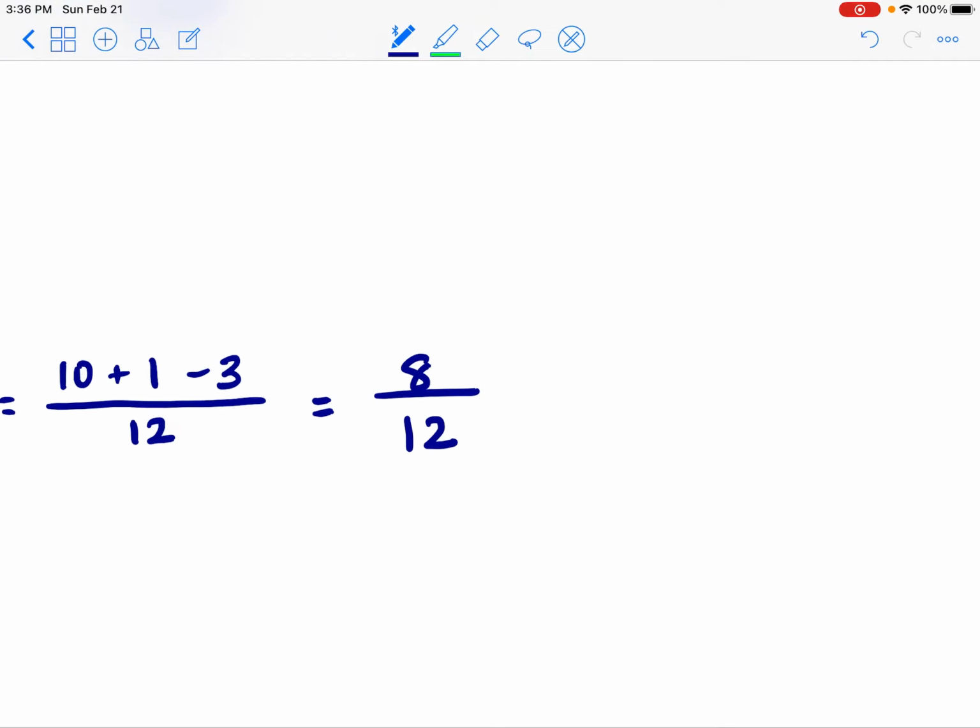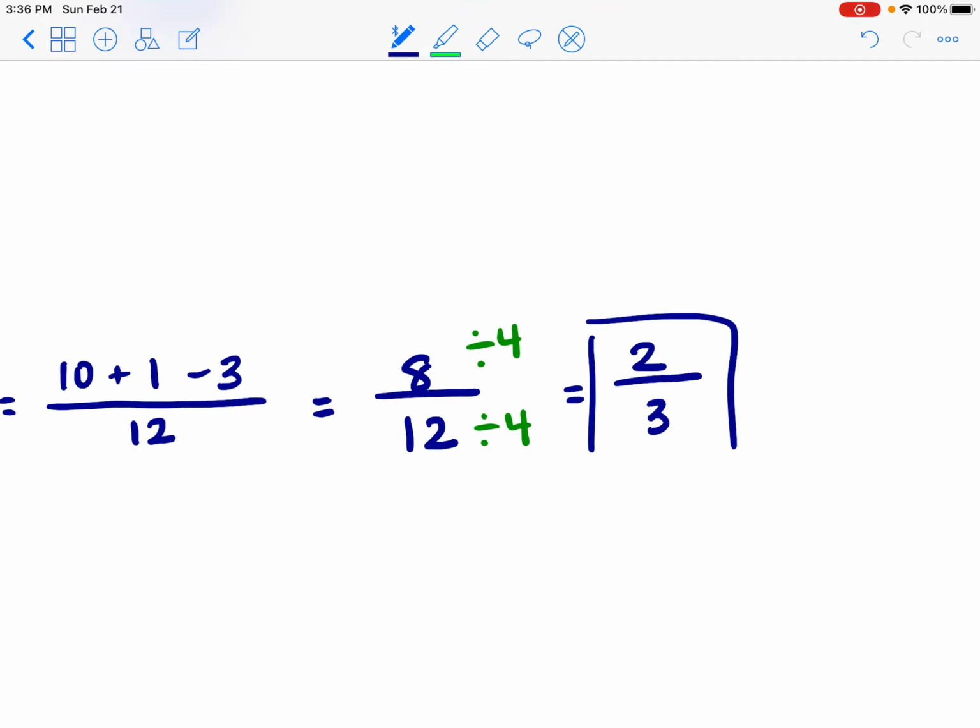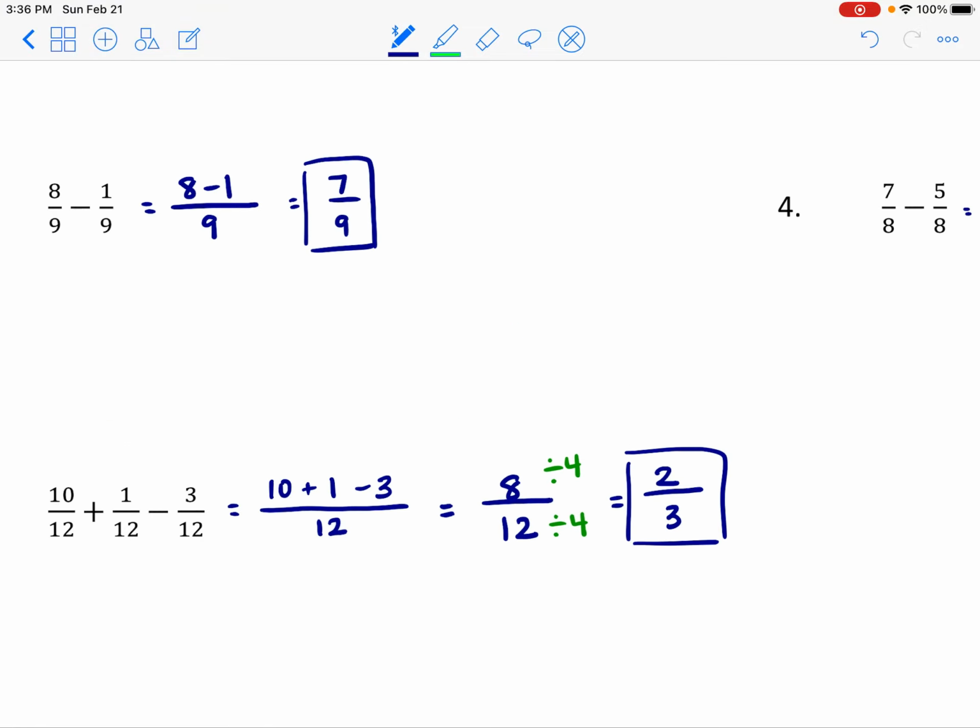But again, we've got a common factor here, and this time I could see 4 goes into both of these. So let me reduce by dividing both numerator and denominator by 4. 8 divided by 4 is going to be 2, and then 12 divided by 4 is going to be 3, and so 2/3 is our final result.